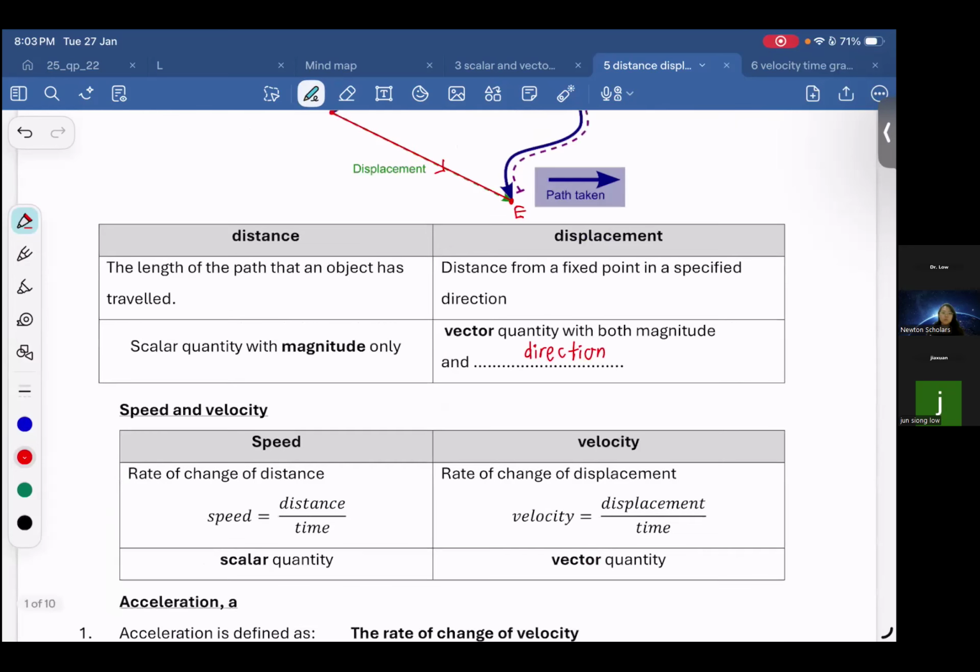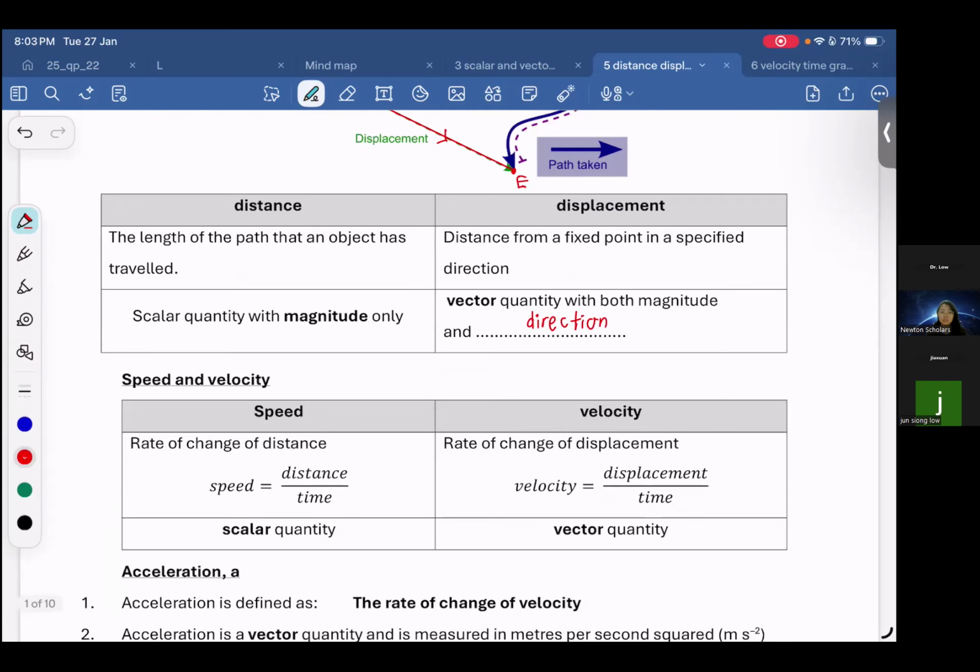From here, we can calculate speed and velocity. Speed uses distance divided by time. Velocity uses displacement divided by time. Can you see that distance is scalar, time is scalar, no direction? So of course your speed is also a scalar quantity. Normally, how do we define speed?